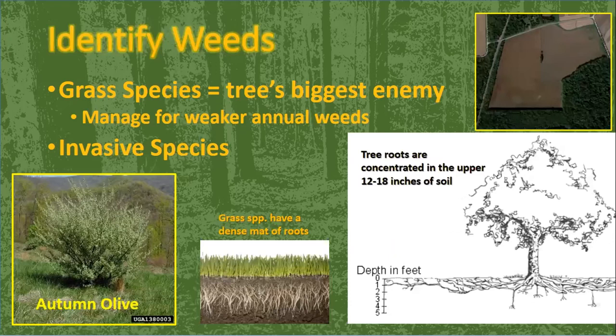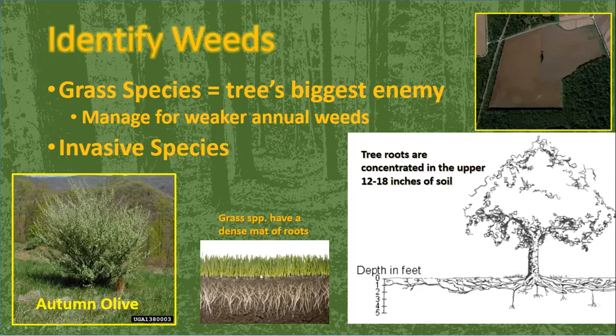Next, we need to identify weeds. A common misconception with trees is that grass and trees work well together. We see them in an urban setting a lot. There's often grass right up to the base of a tree trunk, but in all honesty, grass is probably the most competitive plant with the tree. And that's because, as you can see from this picture down here, grasses have a really dense mat of roots, often in that upper 6 inches of soil or so.